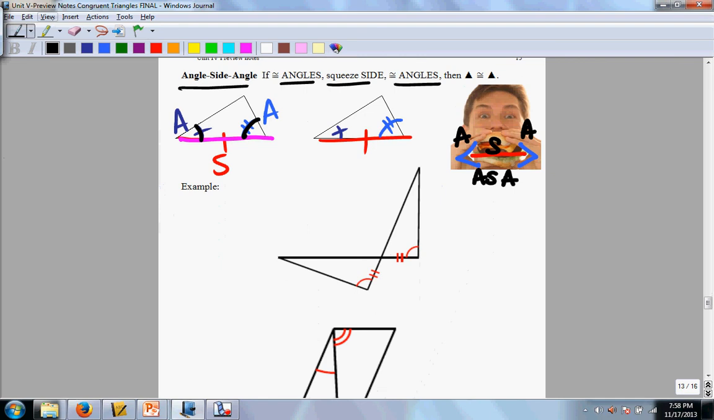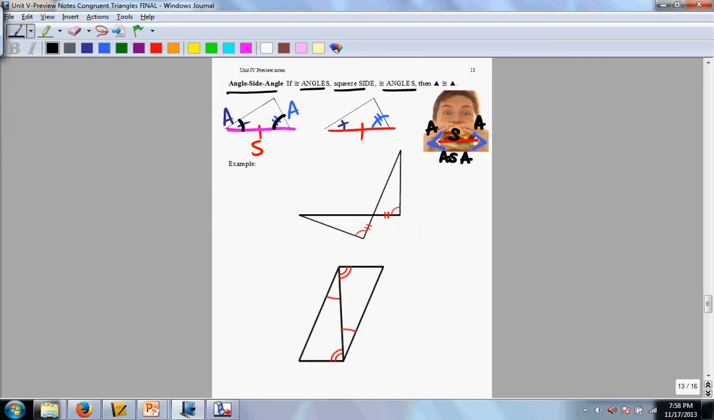Let me give you an example. So let's see what we have here. We have a pair of congruent angles, so sweep, put an A. Notice we have a pair of congruent sides here, hatch marks, we put an S. And then we have a freebie pair of angles, put an A. Notice the side is between the angles. This would be angle-side-angle congruency.